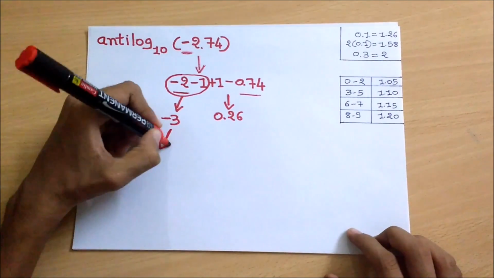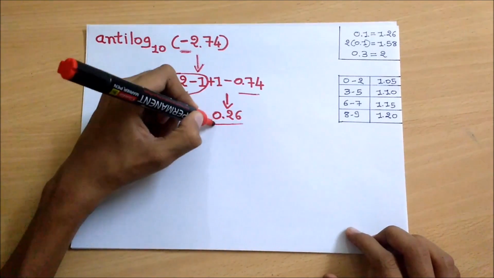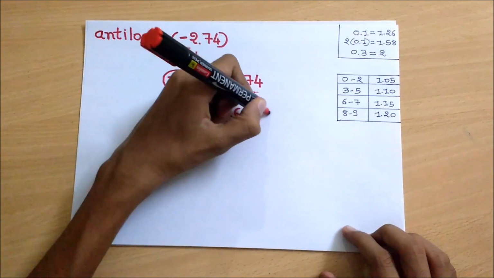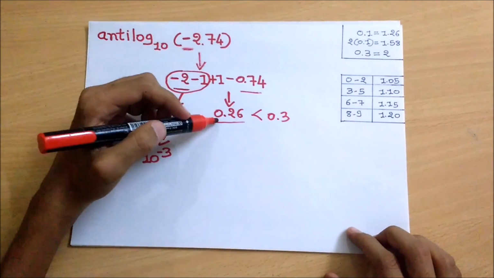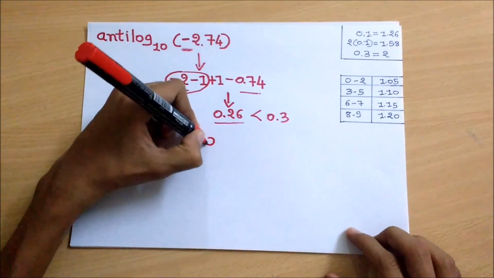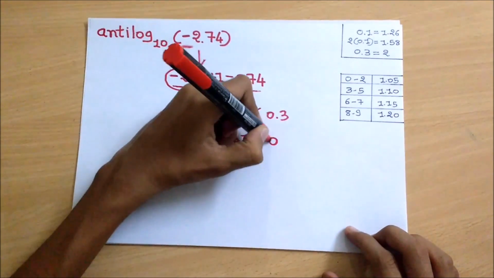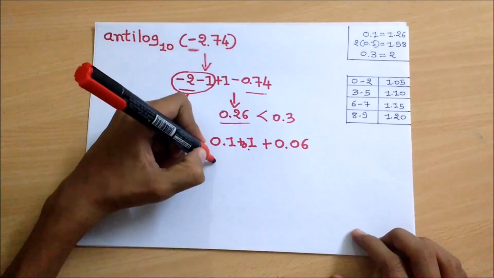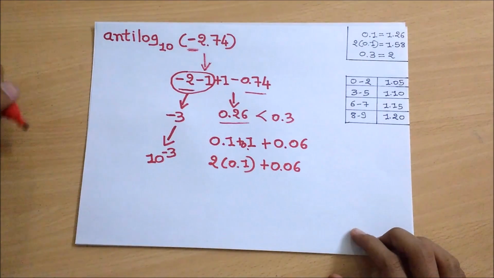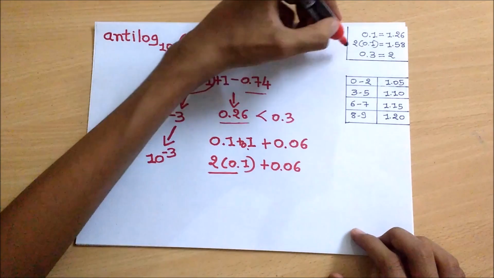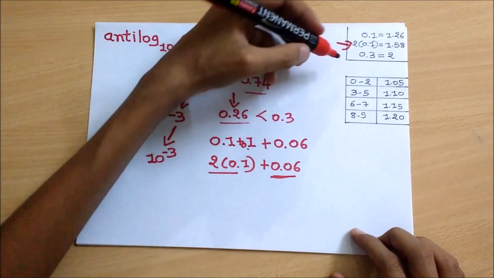We can replace minus 3 with 10 raised to minus 3. Now as 0.26 is less than 0.3, we will directly try to break it with 0.1. So we can write it as 2 times 0.1 plus 0.06. Now we will replace 2 times 0.1 with 1.58 and 0.06 with 1.15 according to the table.